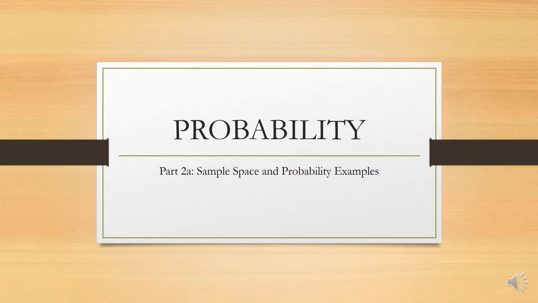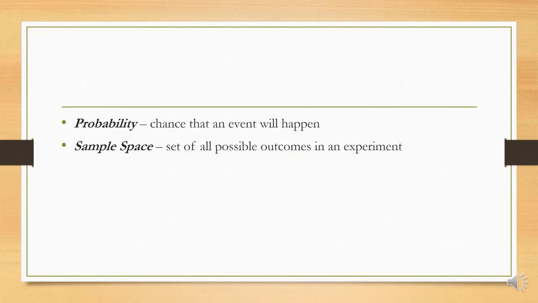For this lesson, we will be discussing part 2 of our lesson on probability, which is about sample space and probability examples. So let us first define what probability is. Probability is the chance that an event will happen. And in our solution of probability, we will be having the sample space. When we say sample space, these are the set of all possible outcomes in an experiment.